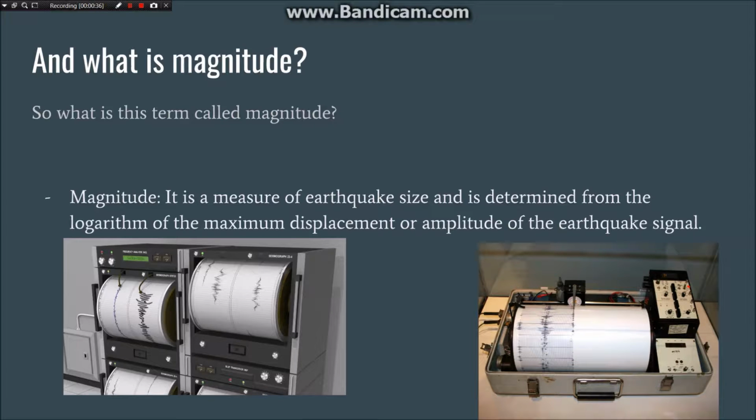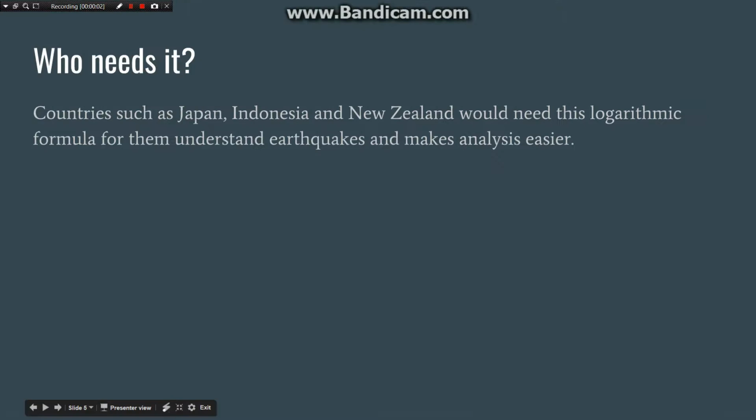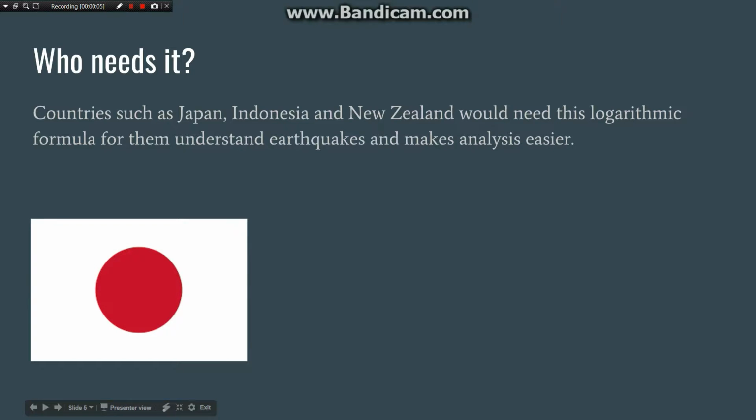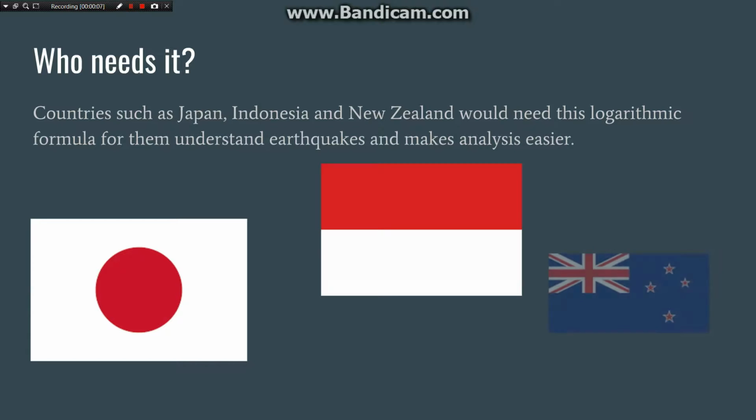the earthquake signal. This is very important to various types of demographics, such as countries with frequent earthquakes occurring, such as Japan, Indonesia, and New Zealand. And by utilizing this formula, it makes things simpler for people to understand and analyze.